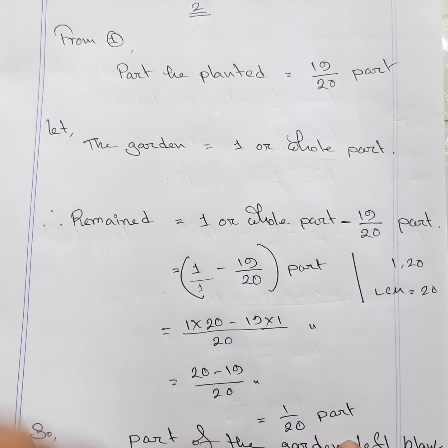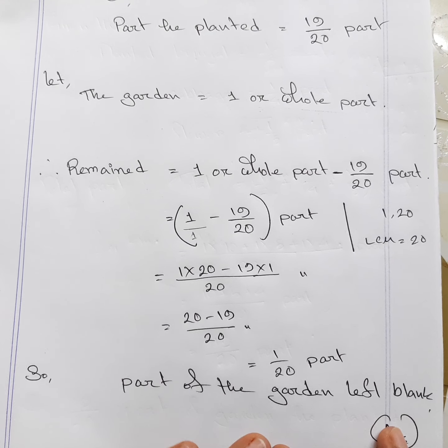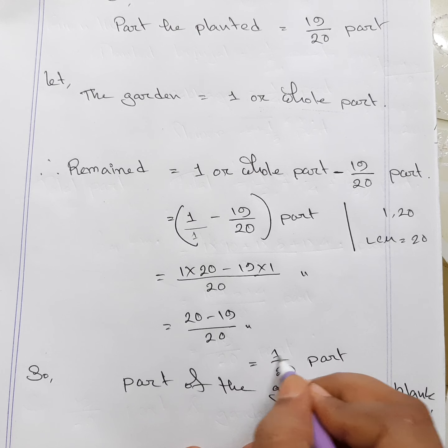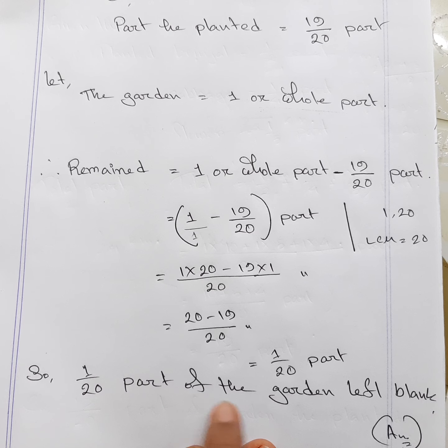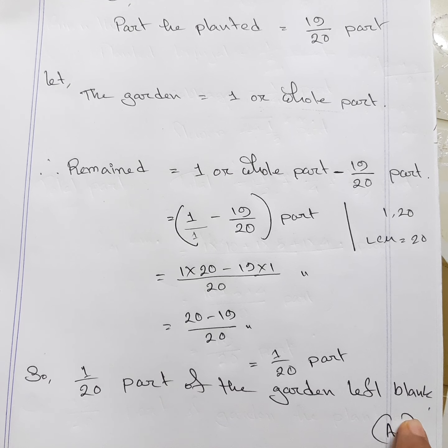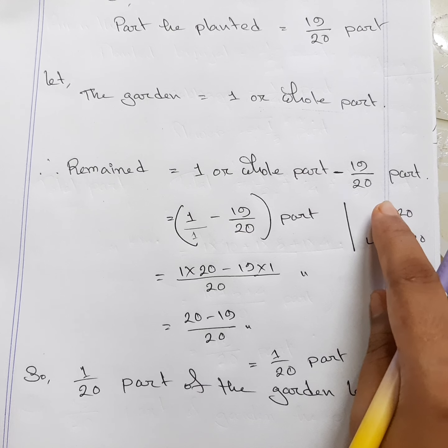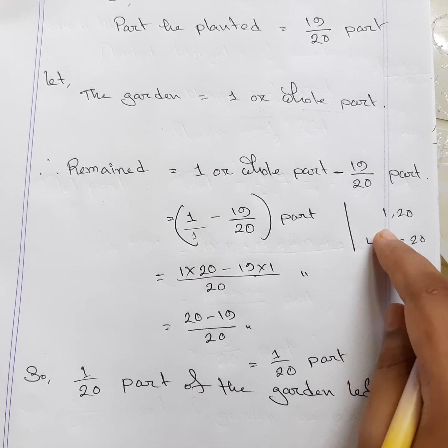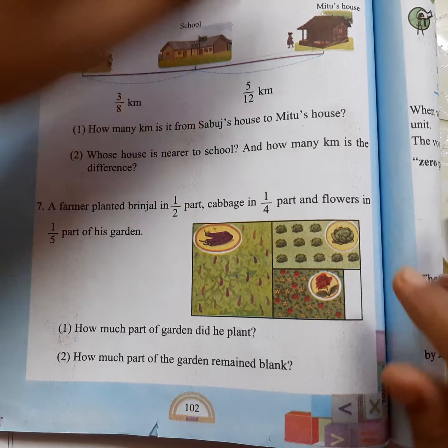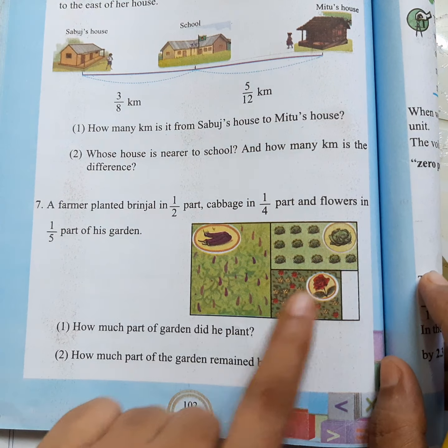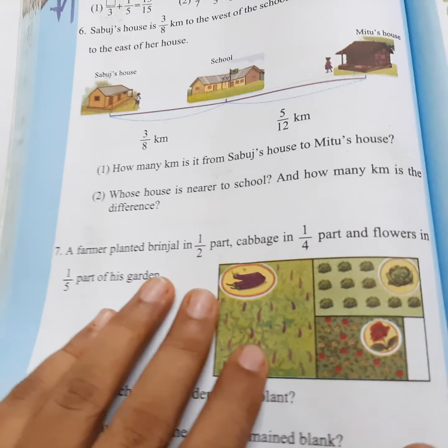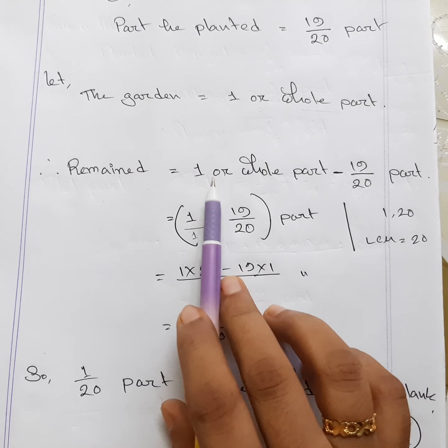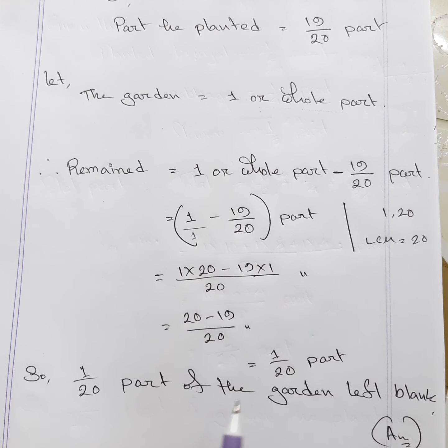Okay, after doing that subtraction, you get 1 part out of 20 parts. So we will say 1 out of 20 part of the garden is left blank. We have found it. We just need to subtract the planted part. Let me show you again. The whole planted part, we have to take out from the whole land. So we have to subtract the part from the whole land, and whenever we are talking about the whole, we are going to write down 1. Don't forget that.